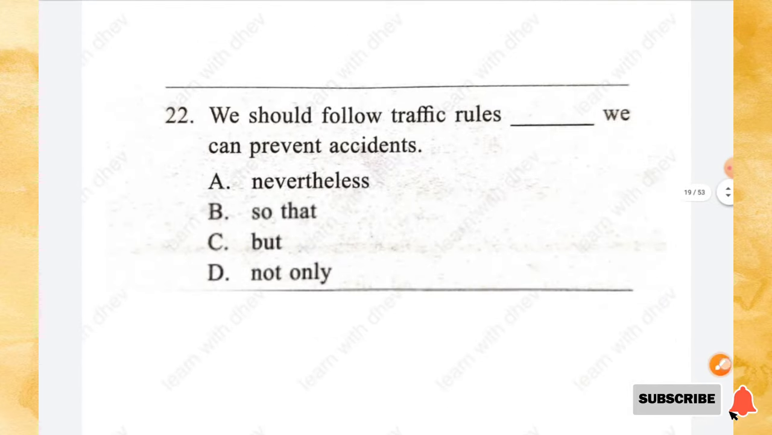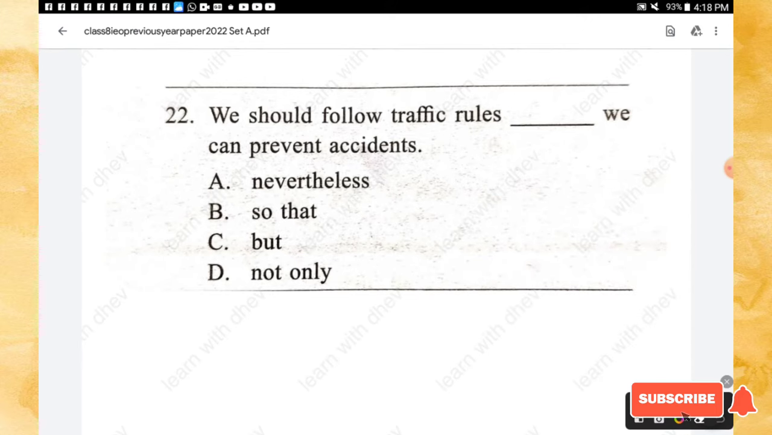Question number 22. "We should follow traffic rules... we can prevent accidents." Options are: nevertheless, so that, but not only. The right answer is option B. We should follow traffic rules so that we can prevent accidents.